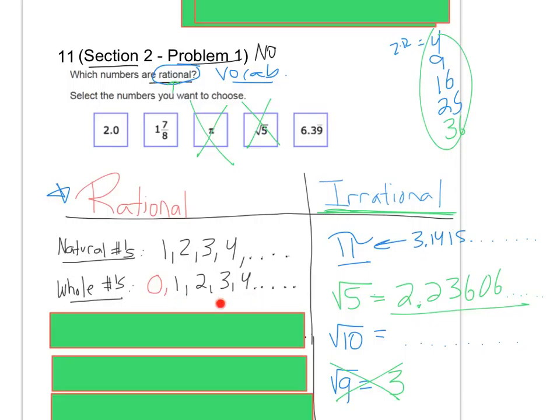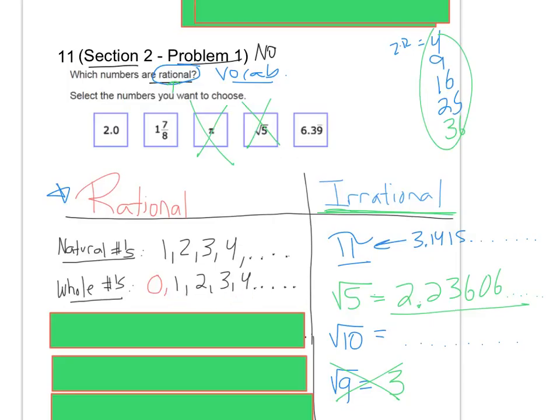So notice this part here, these are just natural numbers. The only thing that's added with whole numbers is now we include 0. So really, the nice thing about these groups is they just get bigger and bigger, but they still include everything that came before it. So now we have 0, 1, 2, 3, 4.